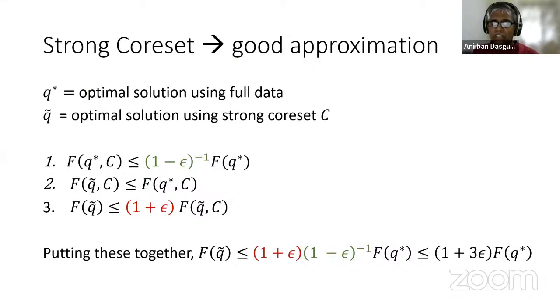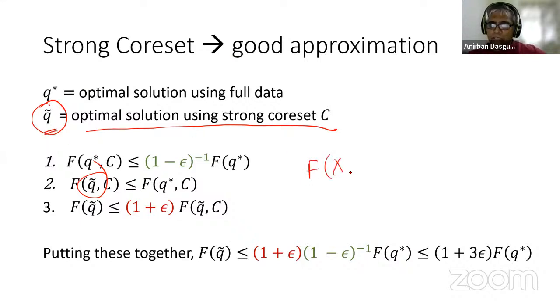Answering the why question here, I'm not going to go into the details. This is called a strong coreset. But just to summarize, a strong coreset implies a good approximation. I'll share the slide if you want, so just take a look at the slides. Basically, if you have a 1 plus epsilon strong coreset, then what you can guarantee is that if you find q tilde, which is an optimal solution found using only the points of the strong coreset, and you evaluate q tilde on the full data, that is, you calculate fx q tilde, you can guarantee pretty easily that fx q tilde is not more than 1 plus 3 epsilon fx q star, where q star is the optimal solution calculated based on the full data, and that is basically the smallest value.